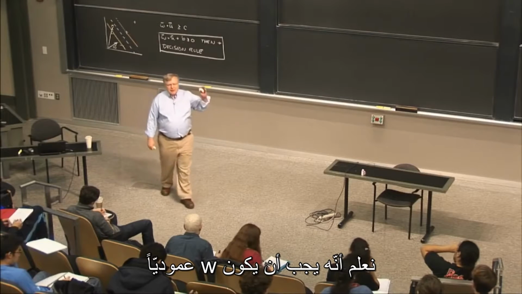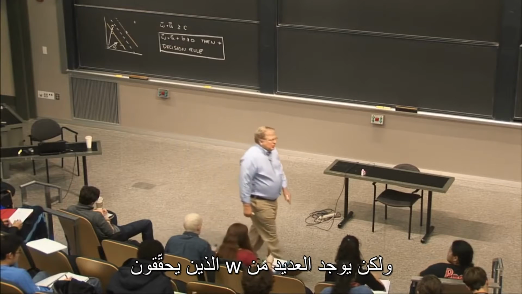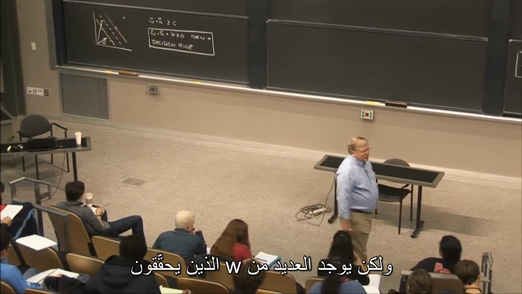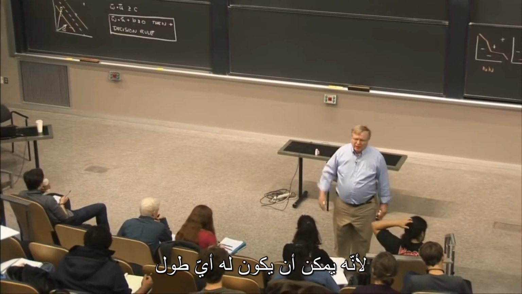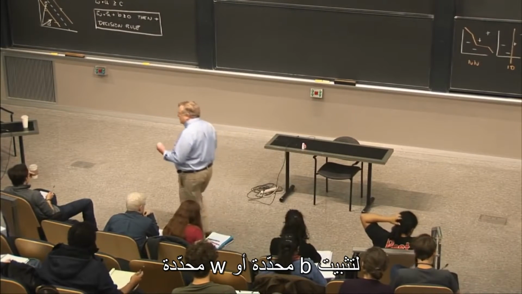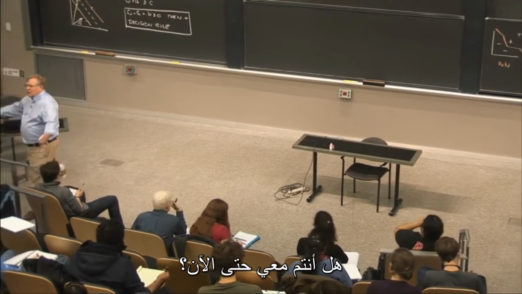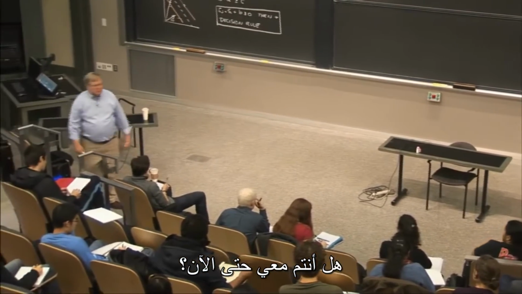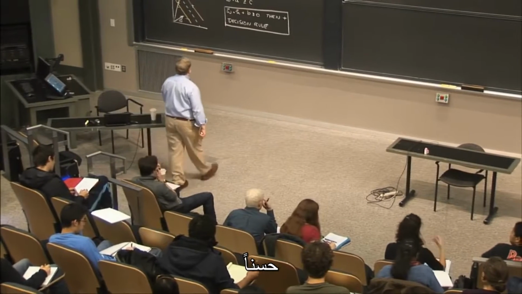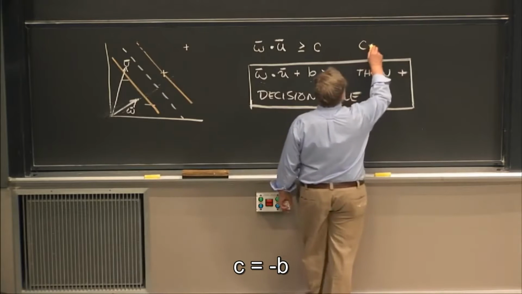We know that w has to be perpendicular to the median line of the street, but there are lots of w's that are perpendicular to the median line of the street because it can be of any length. So we don't have enough constraint here to fix a particular b or a particular w. Are you with me so far? Yeah. All right, so what we're going to do next, and this, by the way, we get just by saying that c equals minus b.